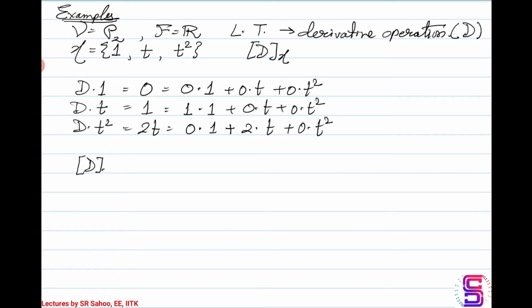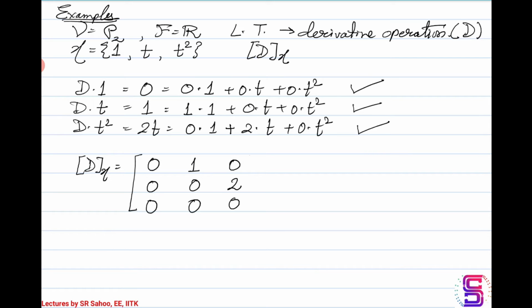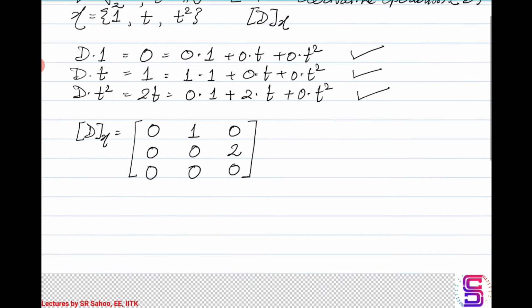Okay, so from here what do we get? The derivative operation with respect to the basis X is: the first column is the coefficients arising in the first case, which is 0, 0, 0. The second column is the coefficients arising here, which is 1, 0, 0. And the third column is because of the coefficients arising here, and it is 0, 2, 0. So this is the representation of the derivative operation with respect to the basis X.